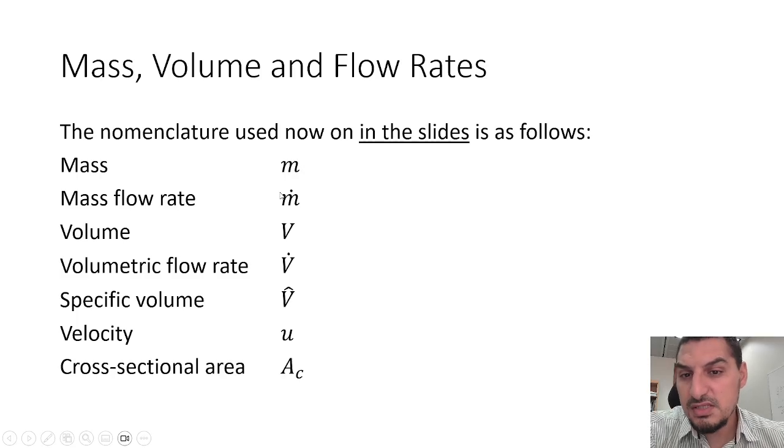I use m for the mass, m dot for mass flow rate, uppercase V for volume, uppercase V dot for volumetric flow rate, uppercase V hat for the specific volume, u for the velocity, and A sub c for the cross-sectional area.